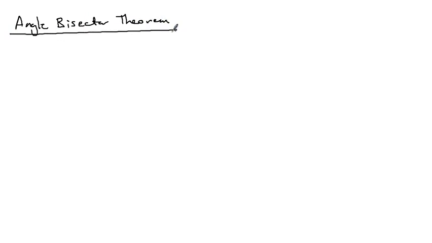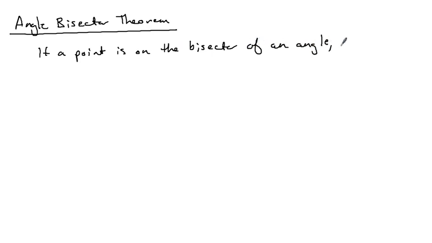All right, so we're going to move on to a different type of bisector now, an angle bisector, which you're familiar with. So we're going to jump straight to our angle bisector theorem. And it says that if a point is on the bisector of an angle, then it is equidistant from the sides of the angle.